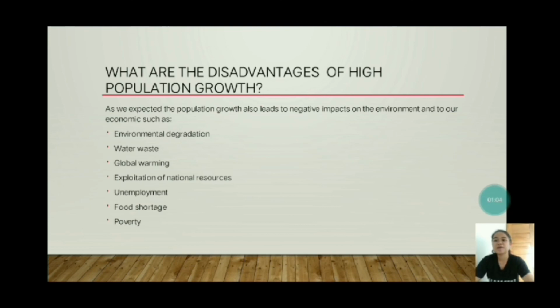Sayang kaayo imbis nga naay mas nanginahanglan pero ato ang giusik-usikan. So isa na siya sa mga disadvantages pod. Next is the global warming. Kani siya, example is the burning plastics and too many cars.